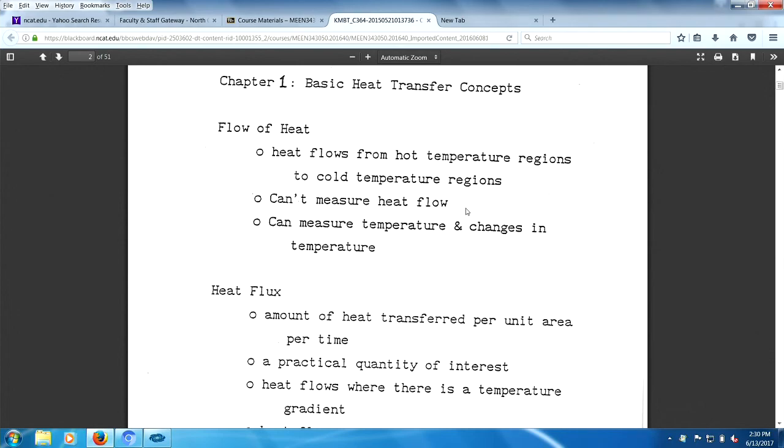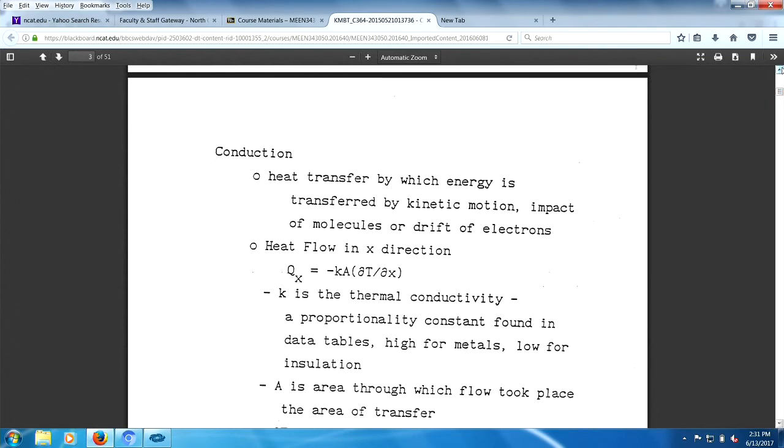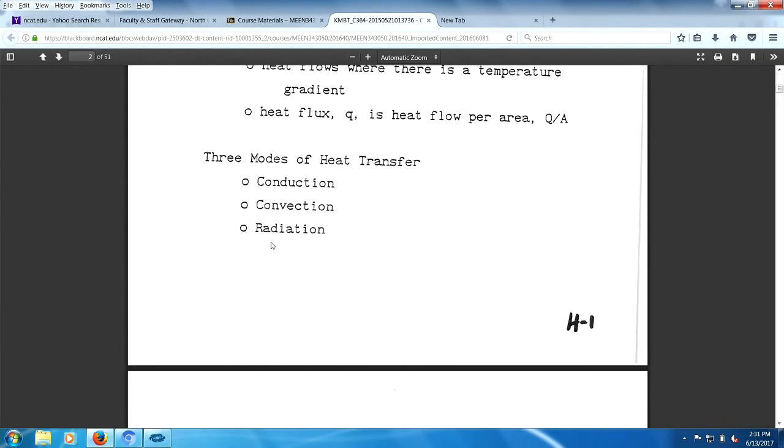Heat flows from high temperature to low temperature. Remember, fluid flows from high pressure to low pressure. You can't measure heat. You can measure temperature and changes in temperature, but you can't measure heat. They don't quite have a heat meter yet. And if I take a look up here, I have three modes of heat transfer: conduction, convection, and radiation.